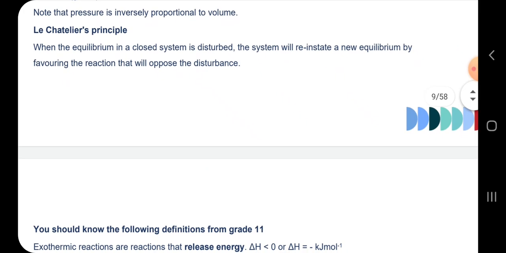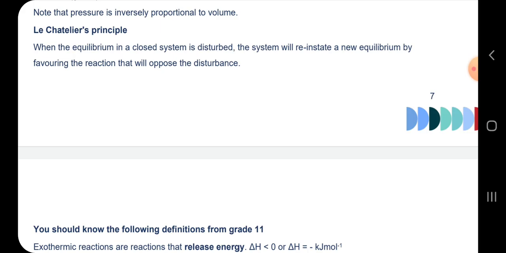So if you change the temperature of the reaction, the equilibrium will shift to counter the change. So whenever you change the concentration, the temperature or the pressure of any reaction system, the equilibrium will shift to counter that change. Okay, that is Le Chatelier's principle. So whenever you're trying to increase temperature, concentration, or pressure, the system will shift to counter that change that you are trying to make. So it's very important you know that.